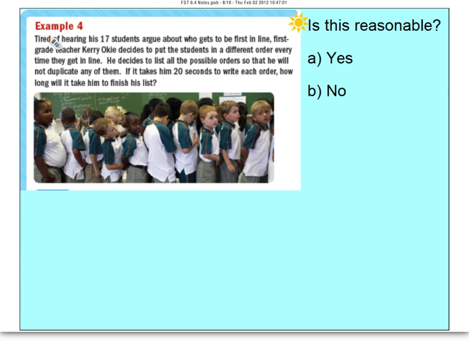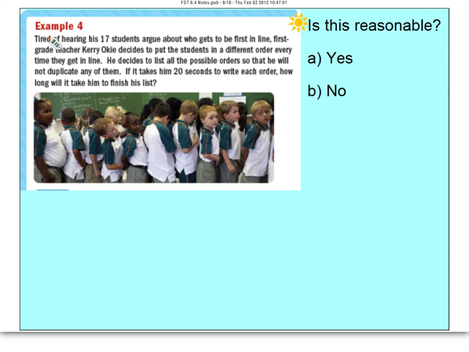Okay, in this example, we're going to look at the scenario that there are 17 students who argue over who gets to be first in line in Mr. Karaoke's class. So he decides to put the students in a different order every time they get in line. He decides to list all the possible orders so he will not have any duplications. If it takes him 20 seconds to write down each order, how long is it going to take him to finish this list? And the question is, is it reasonable for him to make a new list for all 17 students every time?